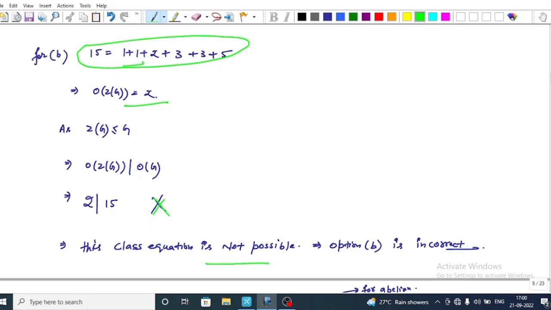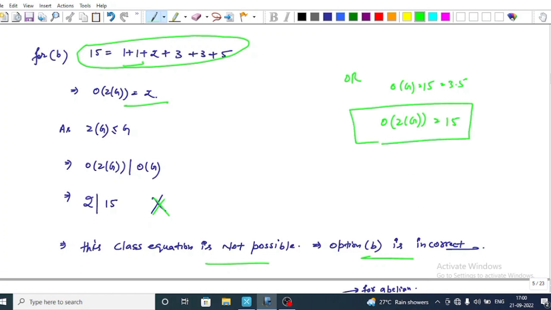So option B is incorrect. We can also use the result that if order of group is 15, that is 3 into 5, order of Z(G) in this case is always 15. Also using this result we can discard this option, that is we can say that this option is incorrect.